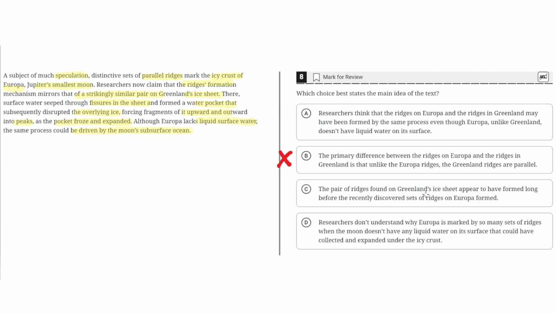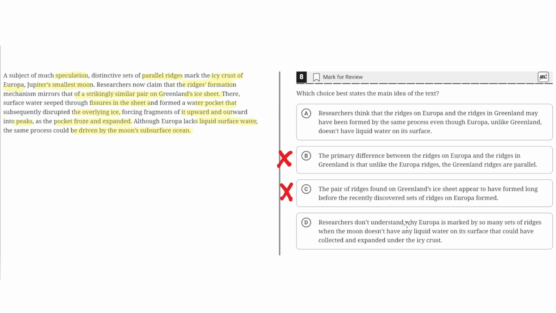C. The pair of ridges found on Greenland's ice sheet appear to have formed long before the recently discovered set of ridges on Europa formed. This is incorrect because the text doesn't specify time and doesn't compare the sheets on Greenland and the sheets on Europa. So C is incorrect.